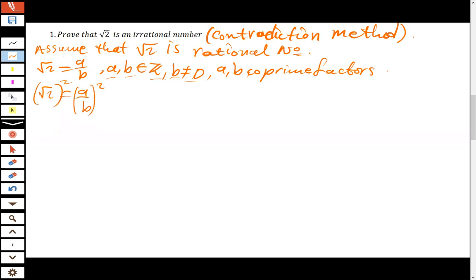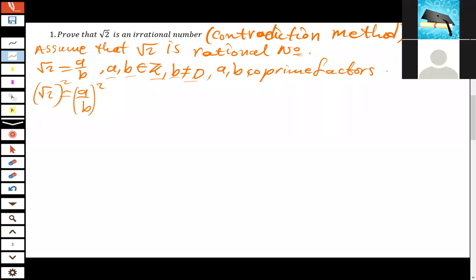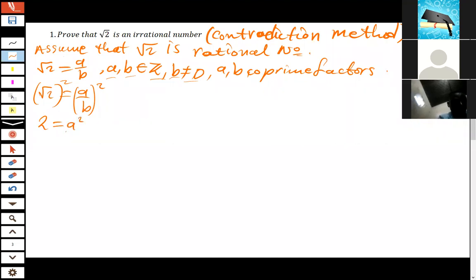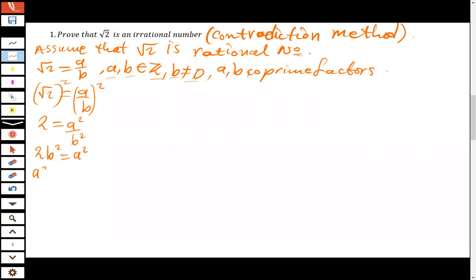After raising both sides to the power 2, the root of 2 raised to power 2 will simply give us 2, and then A raised to power 2 gives us A squared, and B raised to power 2 gives us B squared. From there, we can cross multiply. So when you cross multiply, we have 2B squared is equal to A squared. And then we can flip this and say A squared is equal to 2B squared.